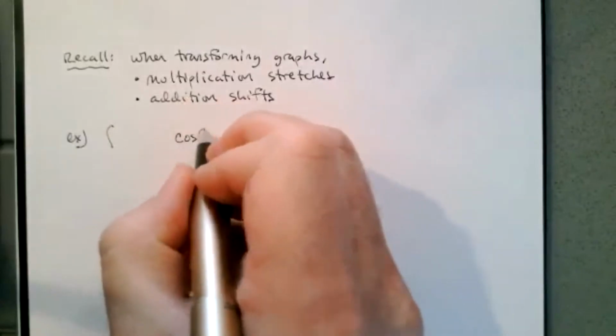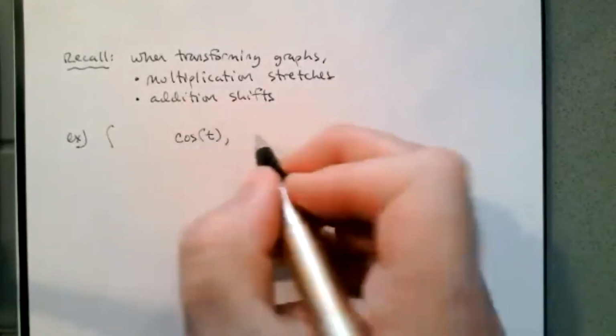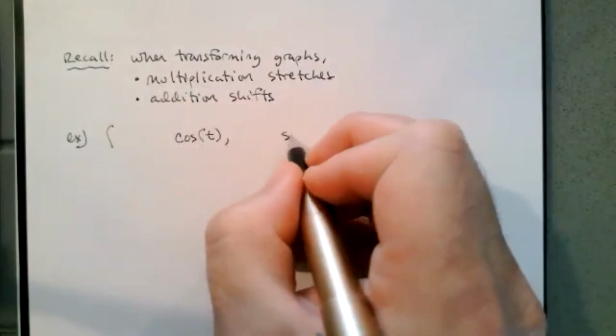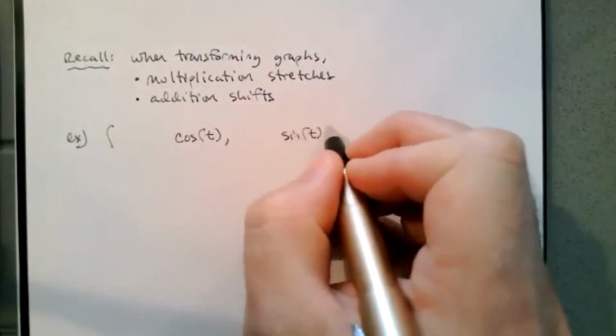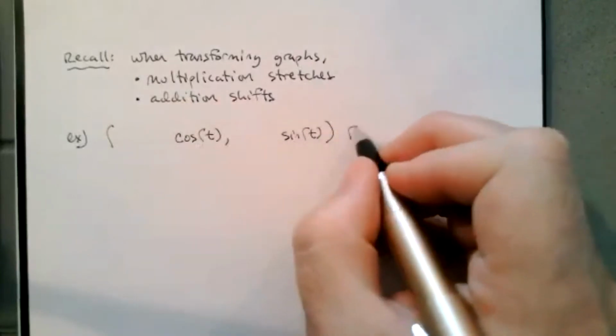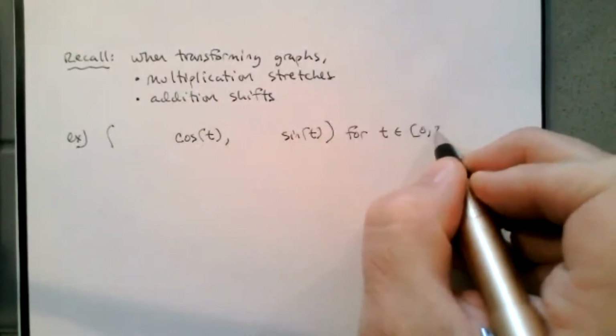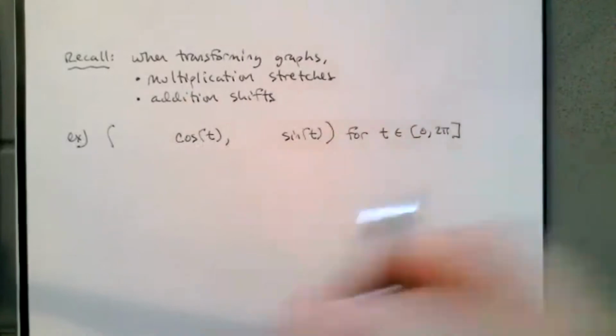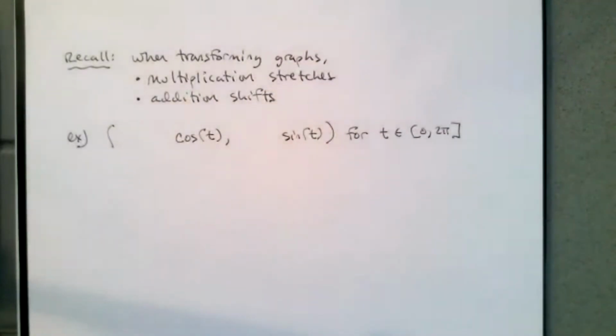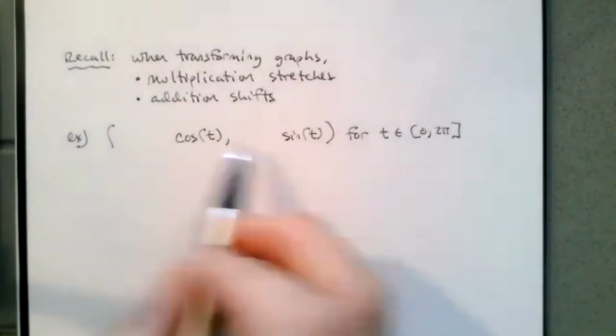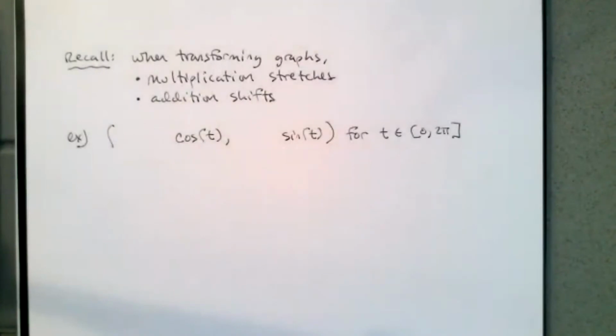I'm going to still keep my cosine of t as the core, and I'm going to keep sine of t. I'm going to go back to just sine of t, and this is going to still be for t between 0 and 2 pi. These are all the values of t that we're going to be plugging in to our 2 coordinates.